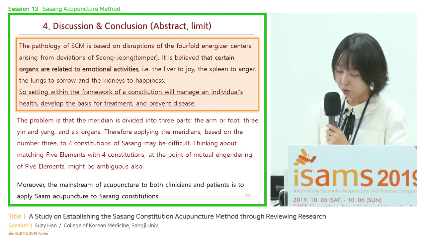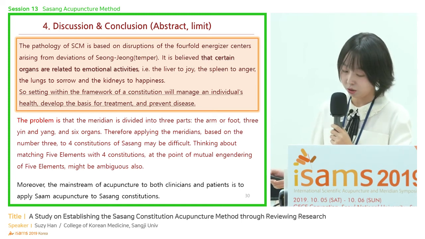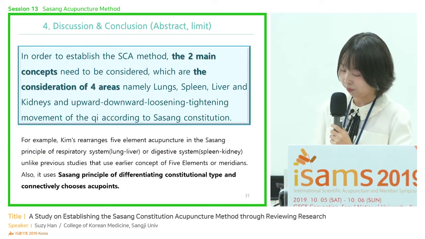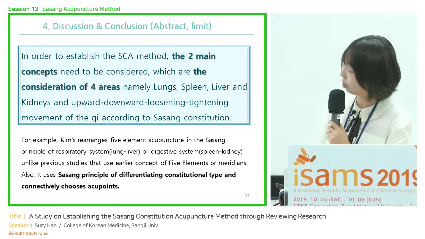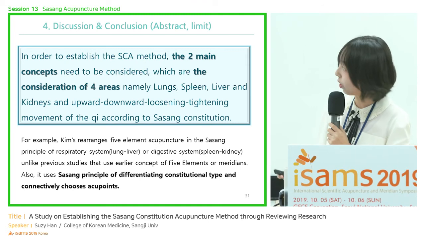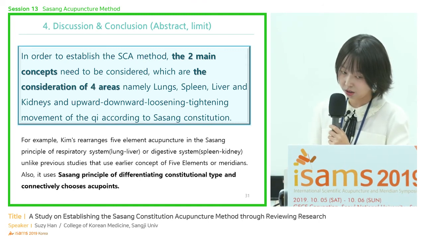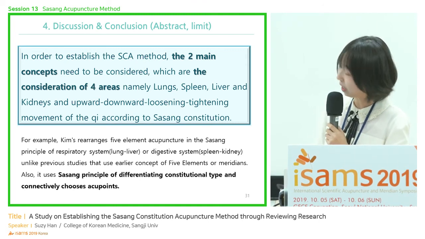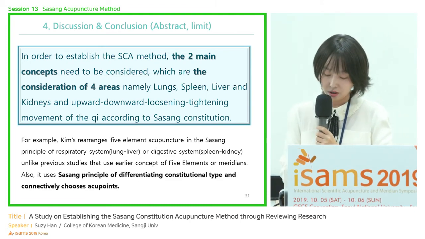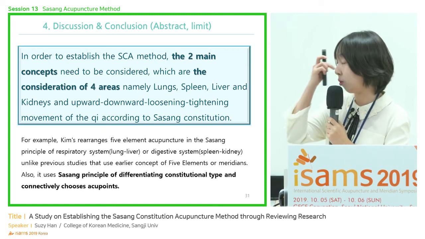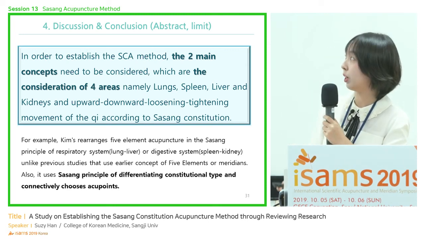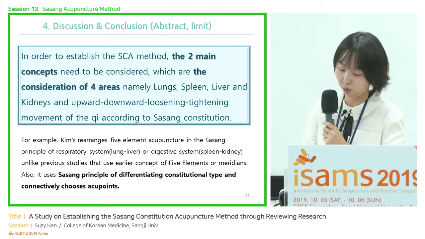So, in order to establish a Sasang Constitution acupuncture method, two main concepts need to be considered: the consideration of four areas, namely lungs, spleen, liver, and kidneys, and the upward, downward, loosening, and tightening of the ki according to Sasang Constitution, which he says in Korean, 승, 강, 완, 속.